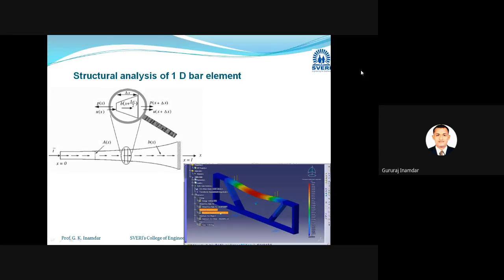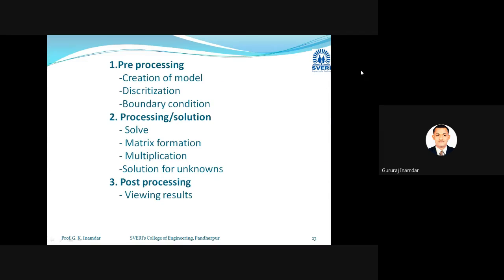Now structural analysis of 1D bar element, as with different matrices. If you want to analyze it, what is the procedure and what mathematical operations happen behind the computer screen, that type of study we have to solve in this problem. I think today we will stop here, but I will take attendance.